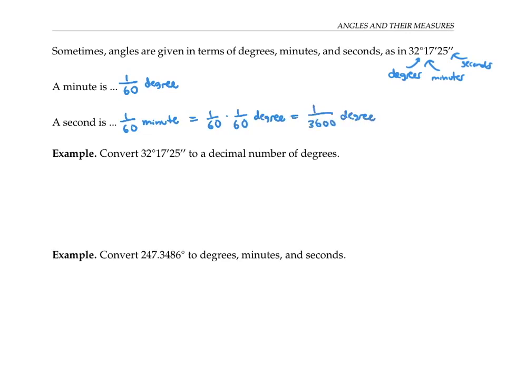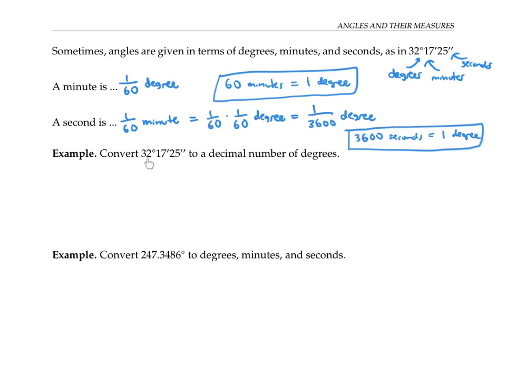You can also think of this by saying that there are 60 minutes in 1 degree, and there are 3,600 seconds in 1 degree. Let's convert this number of degrees, minutes, and seconds to a decimal number of degrees. We have 32 degrees plus 17 minutes plus 25 seconds. I'm going to copy down the 32 degrees, but I need to convert the minutes to degrees. I know that there are 60 minutes in 1 degree. If I want the units to cancel, I better put the degrees on the top. So 1 degree corresponds to 60 minutes.